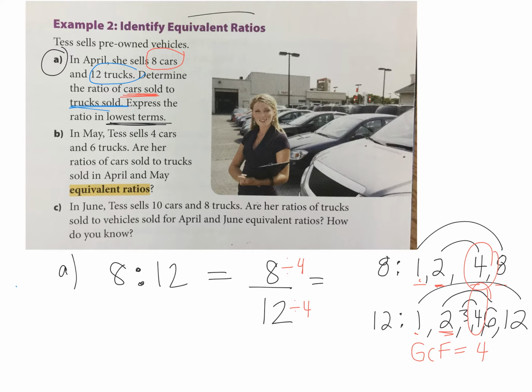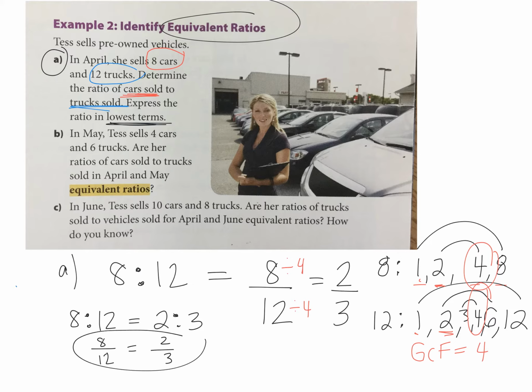To write an equivalent ratio or an equivalent fraction, you have to find a number that you can divide the numerator and the denominator by. It has to be the same number, right? Otherwise, the fractions aren't equivalent. So what is 8 divided by 4? 2. And what is 12 divided by 4? 3. So we can say that 8 to 12 is equal to 2 to 3, or 8 over 12 equals 2 over 3. These are equivalent. I've written it in lowest terms, which means that I haven't changed it, I've just reduced it. The fraction is still the same value.